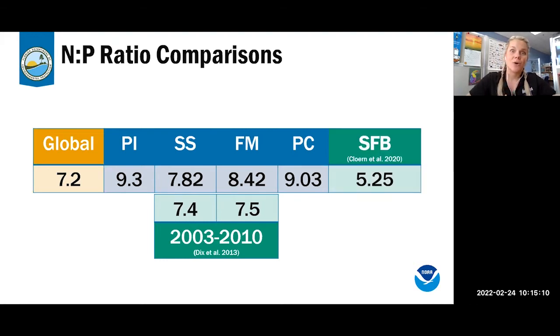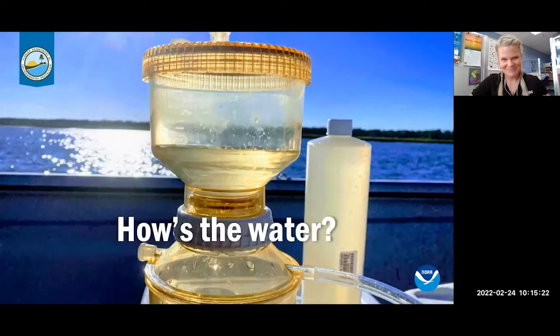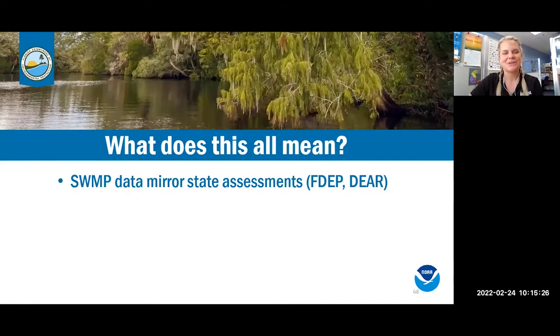And then when we look at that Cloern paper, they actually found in San Francisco Bay a much lower nitrogen to phosphorus ratio, suggesting that San Francisco is more nitrogen limited. So again, how's the water? We do get it, as Dr. Dix said, quite often. So what does all of this mean?